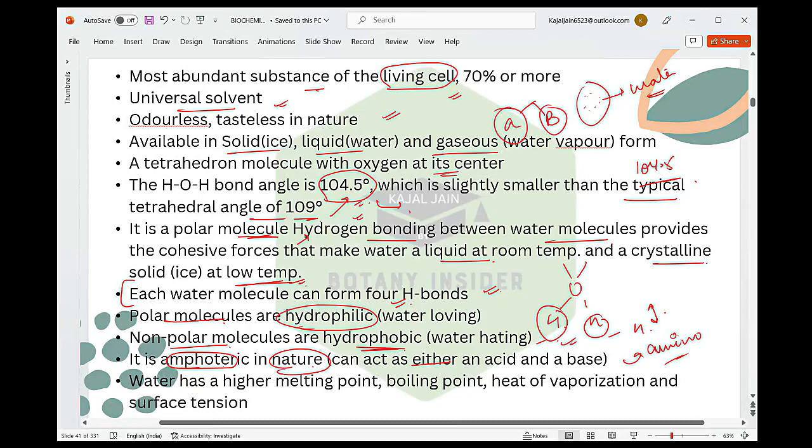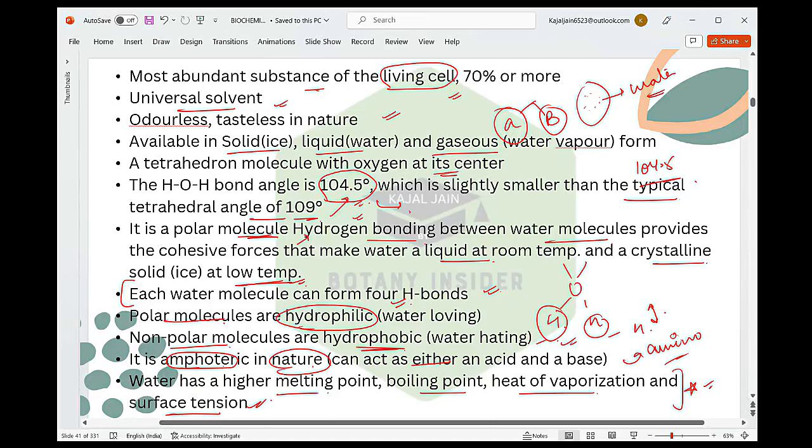And if I want to define this property on a whole, this substance is showcasing the property of amphoterism. Okay, remember this. Then water has a higher melting point, boiling point, heat of vaporization, and surface tension. Just keep a note of this particular thing.